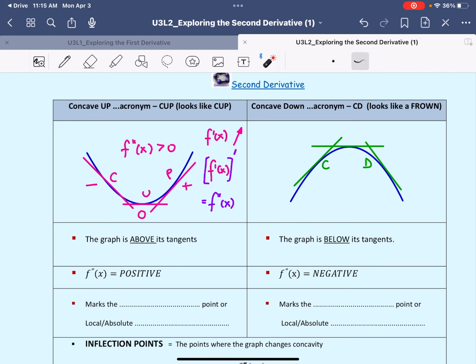And the way I like to memorize this or remember this is by thinking that since this looks like a cup, there is a positive quantity inside the cup.